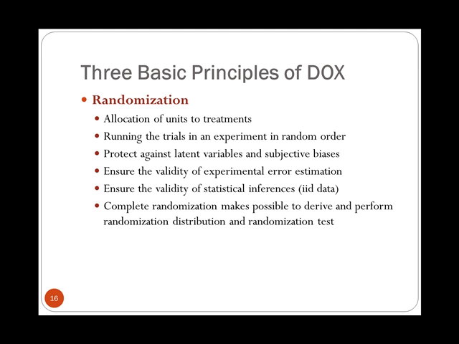For example, a lot of times you need to have independent identically distributed data. Randomization is very important to ensure that. Complete randomization makes it possible to derive and perform the randomization distribution and randomization test. The notion of balancing out the effects of overlooked variables needs randomization.